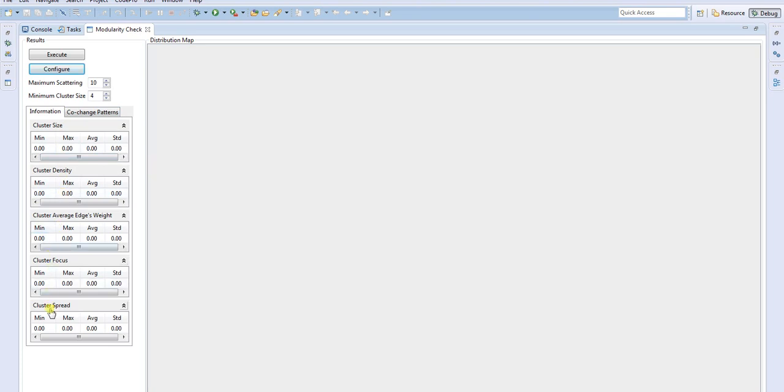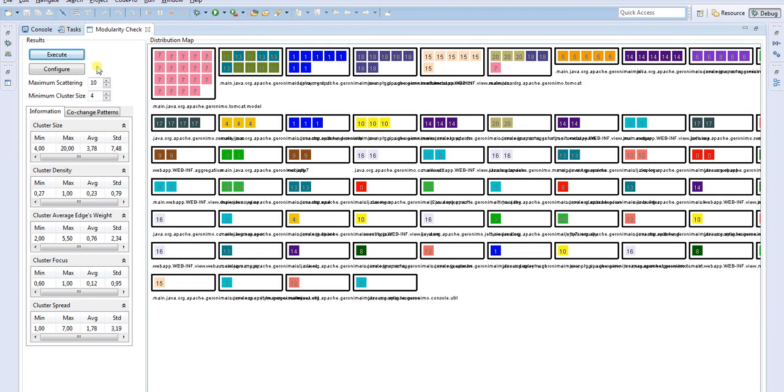Here is the information about the clusters. We have cluster size, cluster density, cluster average edges weight, cluster focus, and cluster spread. Let's now run an example using Geronimo, a web application system. Now we have a distribution map and the metrics for Geronimo. Let's go and understand the distribution map.